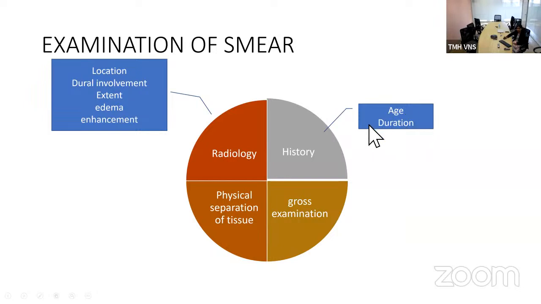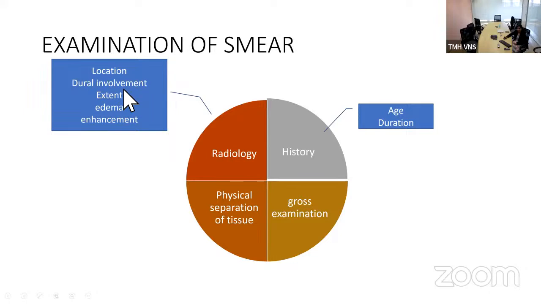Then the duration. How long is the history? A patient complaining of long-standing seizure disorder is not likely to have a high-grade glioma. But there can be surprises, but still these are the common instances. Next is radiology. We should have good radiology friends for interpretation, because they can help us a lot.